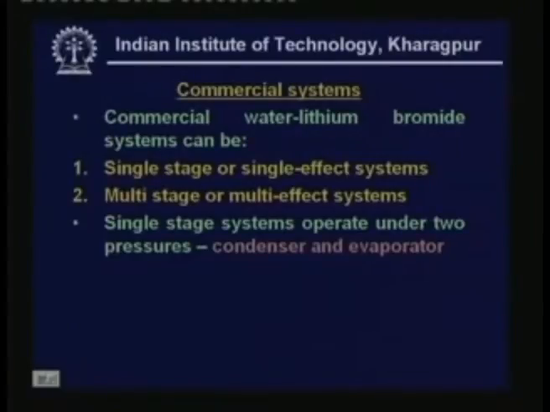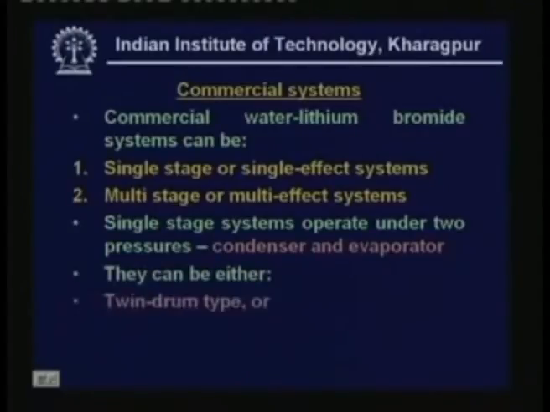Exactly similar to that, in a single stage or single effect vapor absorption refrigerant system, you have one low side pressure corresponding to the evaporator and absorber, and one high side pressure corresponding to the generator and condenser. So this is known as single stage or single effect system. Again, the single stage systems can be either twin drum type or single drum type. Let me briefly describe twin drum and single drum type.